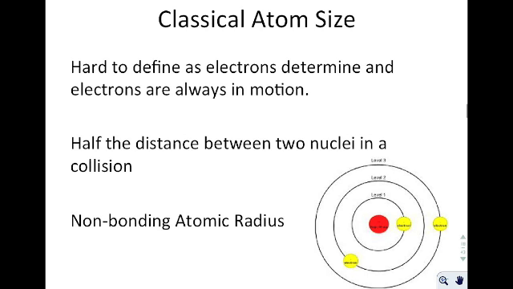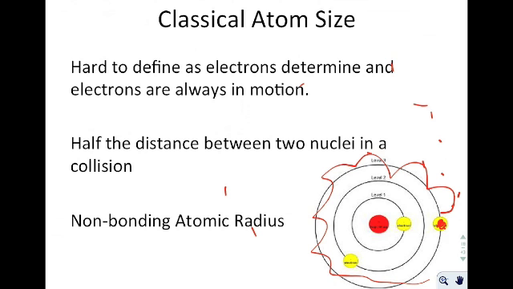Next we have classical atom size. It's really hard to define what an atom is because the electrons are always in motion. We like to draw them in these nice orbital pictures, but remember, electrons can be treated as waves, and they can really be anywhere. 90% of the time it's here, but these electrons are in waves, and these waves kind of move, and it could be over here. So it's really hard to define the classical atom size.